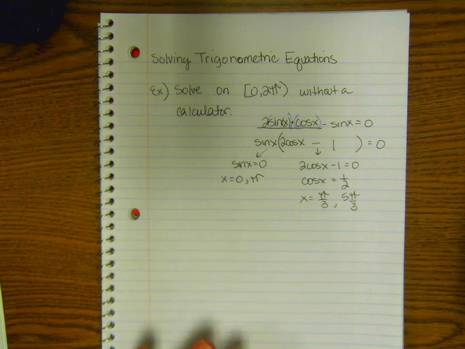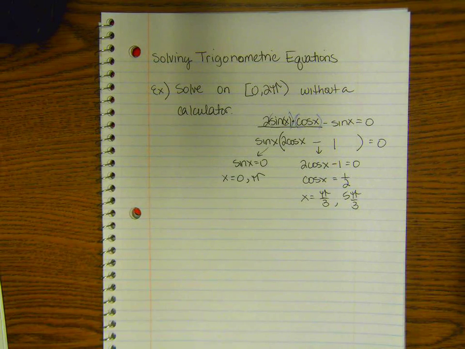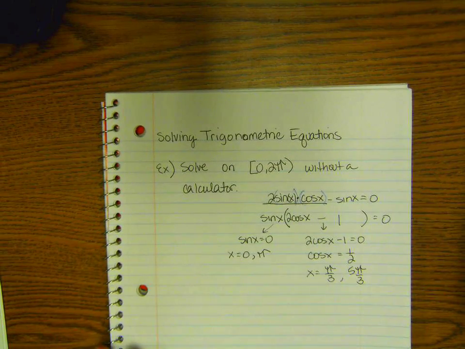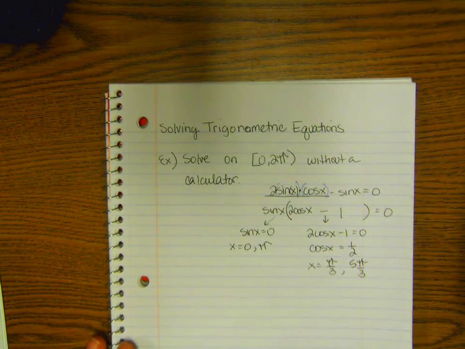Can you have your unit circle out? You can, but remember you're not going to have it on an assessment, so I would try to start practicing to do it without. So that would be all the intervals between 0 and 2 pi. Okay, let's do another one.